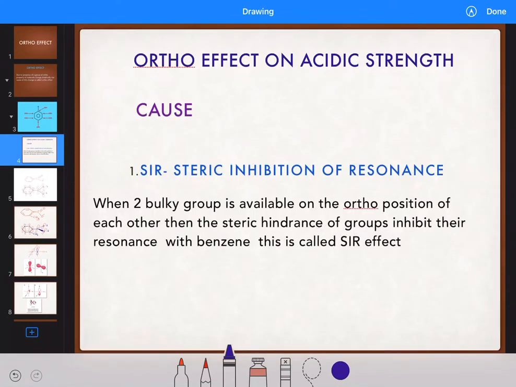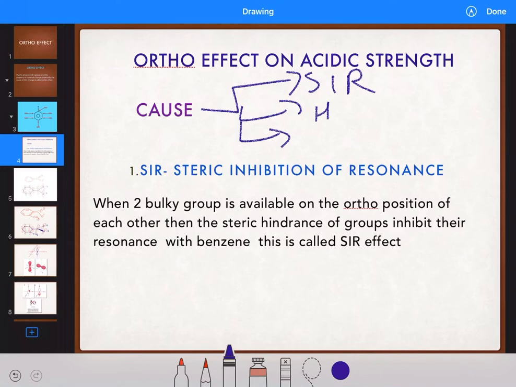Now come to the cause of ortho effect. At first, see the cause of ortho effect. Basically, ortho effect is generated from three effects. First is SIR. SIR means steric inhibition of resonance. Second is hydrogen bonding, and third one is SIP. SIR means steric inhibition of resonance, hydrogen bonding you all know that, and SIP, steric inhibition of protonation.